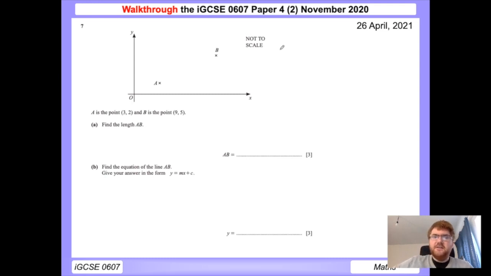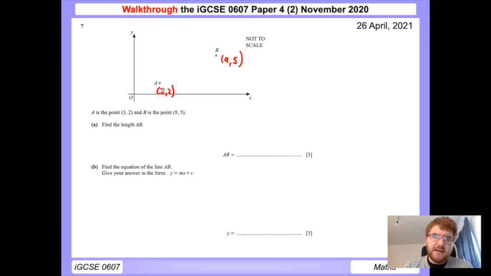We're going to continue with this paper 4. Let's go straight on to question 7. A is the point (3, 2) and B is the point (9, 5). So we are given these on our diagram. I tend to like to write this in, just so it reminds me what they are. And we need to find the length of AB for a pretty generous 3 marks.